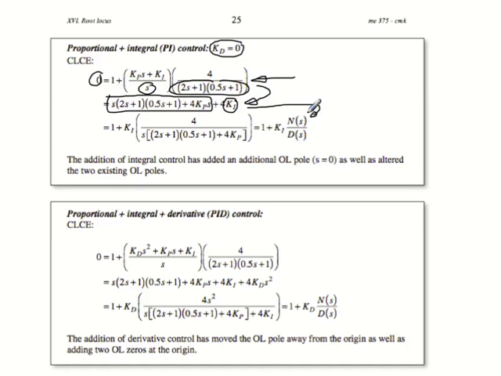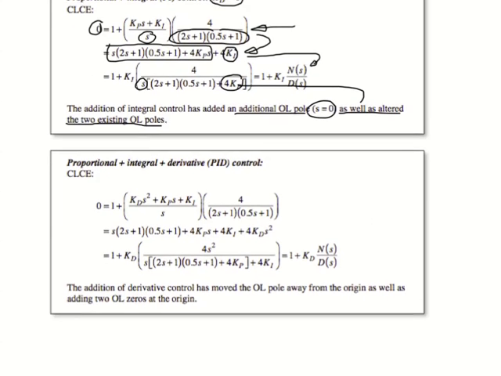So we have a numerator N of 4, a denominator D, where the denominator D is different than the proportional control in that we have added an additional open loop pole, S equal to 0, as well as we have changed the two existing poles because we now have added on a stiffness-like term here of 4 Kp.